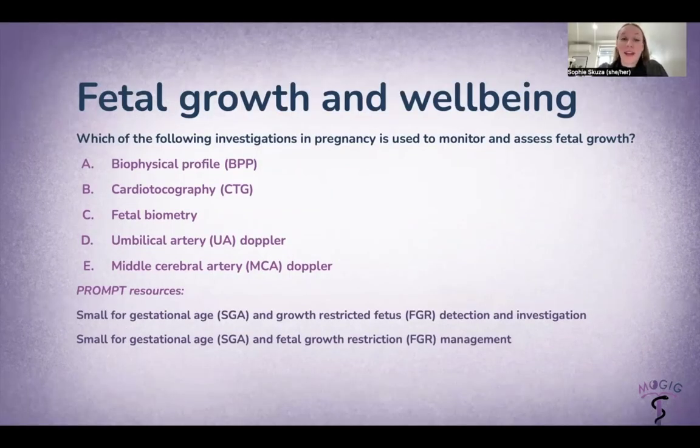Hi, my name is Sophie, and today I'll be taking you through fetal growth and well-being, fetal growth restriction, decreased fetal movements, hypertensive disorders in pregnancy, including preeclampsia, and hyperemesis gravidarum.